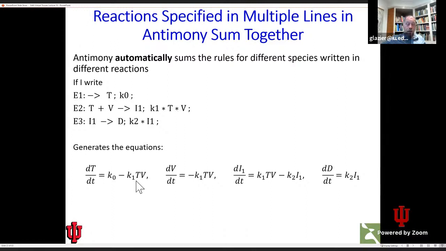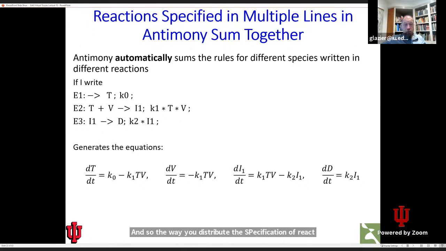And so the way you distribute the specification of reactions is a little bit different from the way you'd write ODEs. Here I have 3 arrow diagrams giving rise to 4 rate equations. And so I have to learn a little bit how to convert those back and forth.